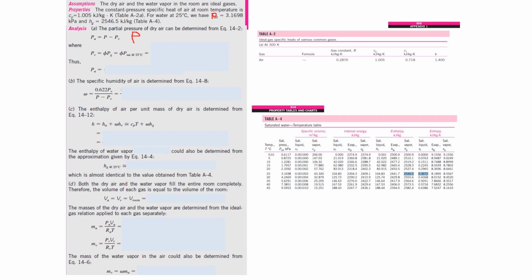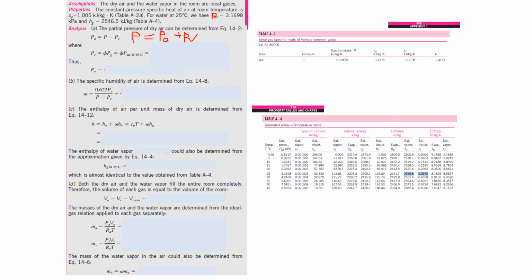Total pressure is given as partial pressure of air, dry air, plus partial pressure of water vapor. Right. So this is the formula given to you based on Dalton's law. So if you rearrange, you will see that the partial pressure of dry air is equal to your total pressure minus the partial pressure of water vapor.